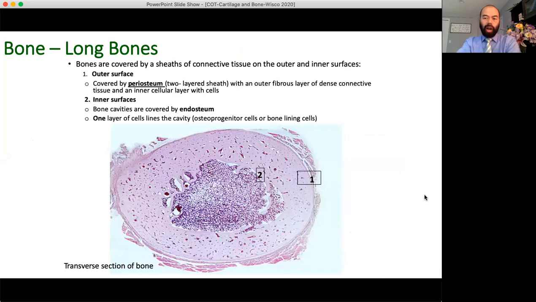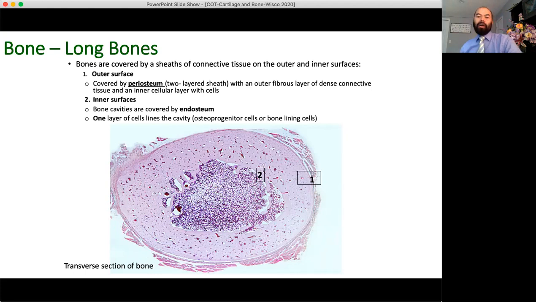All right, so here is a cross section or a transverse section of a long bone. And what you see here labeled 1 is the outer surface. This is where the periosteum is located. We have some muscle and tendinous tissue located here in this corner, but this outer rim is mostly periosteum. And just like the perichondrium, it has an outer fibrous layer and an inner cellular layer. The fibrous layer has dense irregular connective tissue. Actually, so does the inner layer, but the inner layer has more cells located with it.